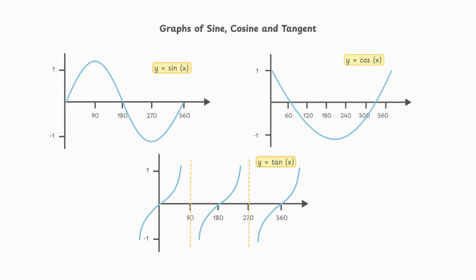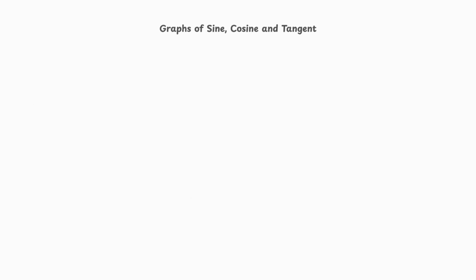Even though they are all related, you can already see that each graph has its own unique shape. Some graphs are smooth and flowing, while others change more sharply. Some repeat in a regular pattern, and some have breaks in between. At this stage, the most important thing is to recognize that these are three different types of graphs, each representing a different trigonometric function. So think of this as an overview. We are simply getting familiar with what each graph looks like before we explore them in detail. In the next part, we will take each graph one at a time and understand how it behaves step by step. Now let's focus on the sine graph.